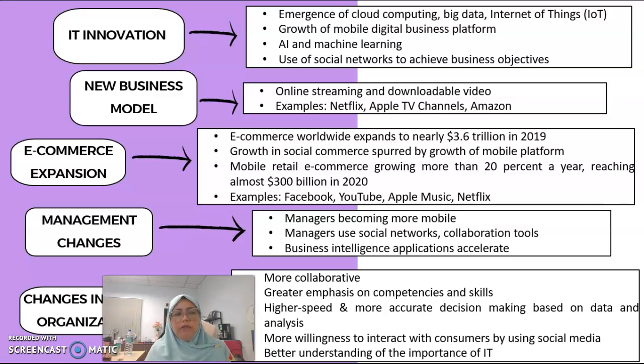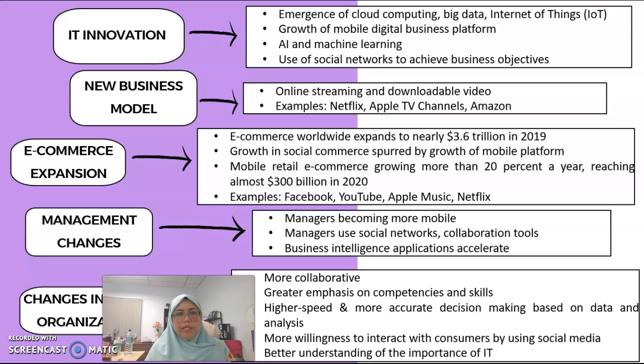A continuing stream of IT innovation is transforming the traditional business world. It emerges the cloud computing, big data, the Internet of Things, and the growth of mobile digital business platforms. They use artificial intelligence and machine learning, and also social networks to achieve business objectives. These innovations enable entrepreneurs and innovative traditional firms to create new products and services, develop new business models, and transform the day-to-day conduct of business.